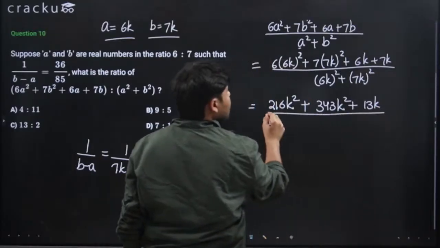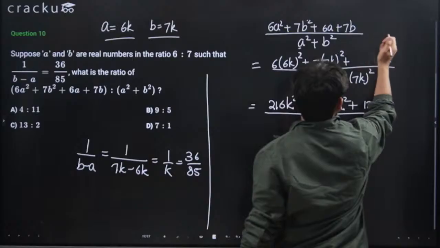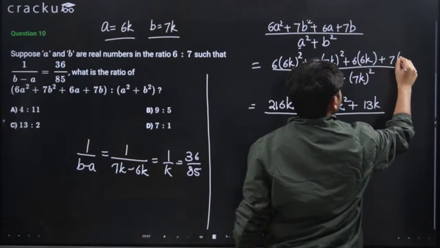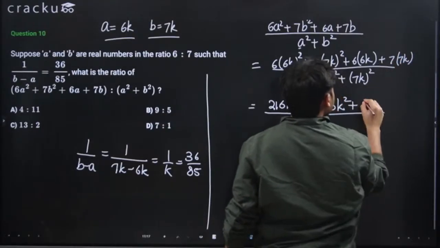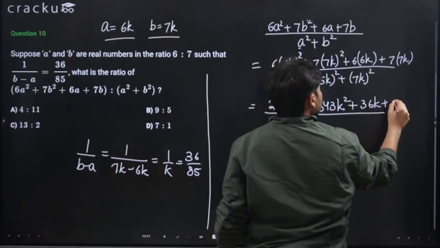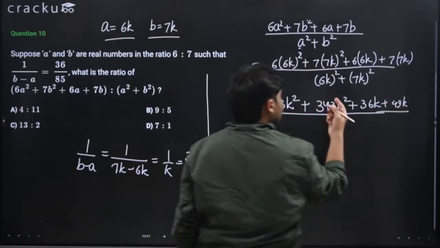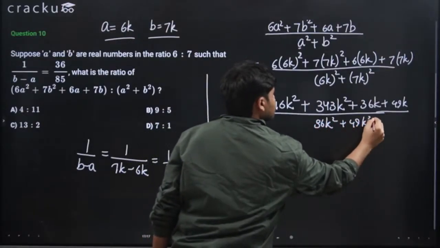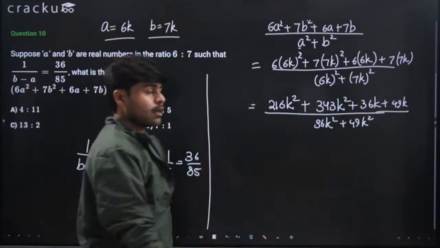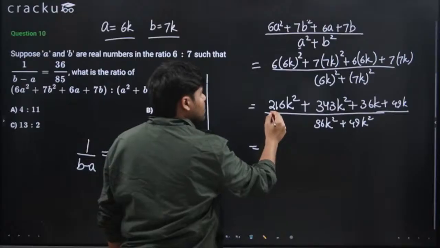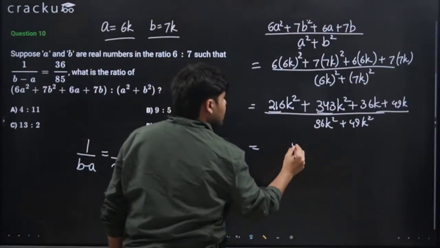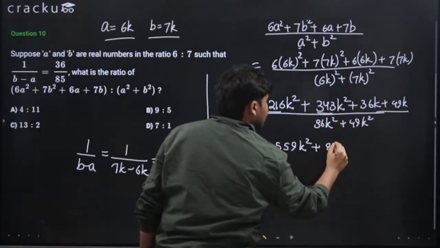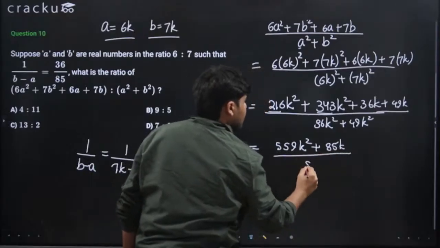Right? And divided by, am I doing this right? No, it is 6 times 6k plus 7 times 7k. So this should be 36k plus 49k, and divided by 36k squared plus 49k squared. So that's our simplification. Now the next step is adding. 216 plus 343 will be 559k squared, plus 36 plus 49 is 85k, divided by 85k squared.